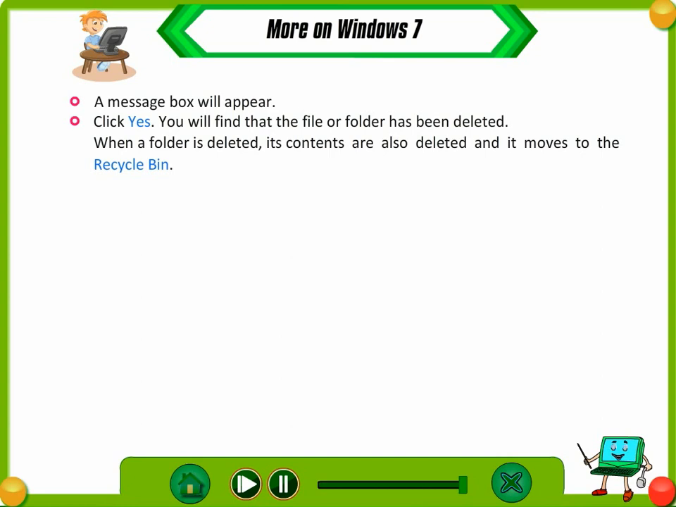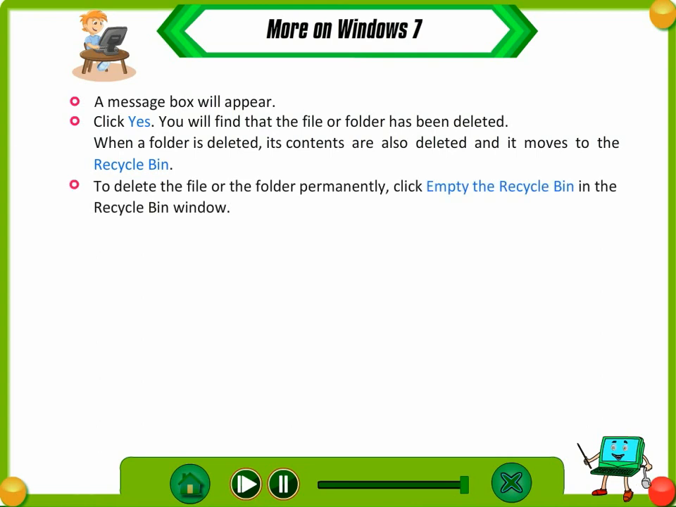When a folder is deleted, its contents are also deleted and it moves to the recycle bin. To delete the file or the folder permanently, click Empty the Recycle Bin in the Recycle Bin window.